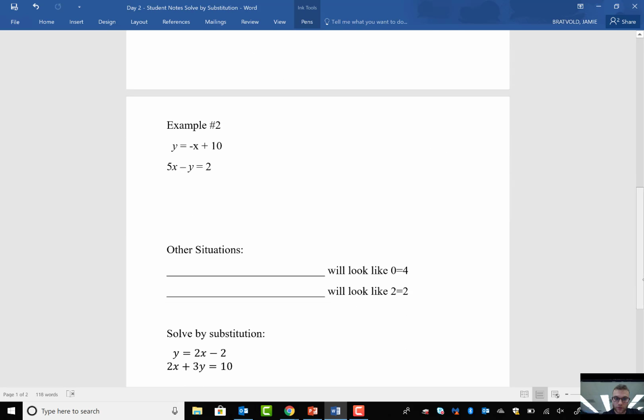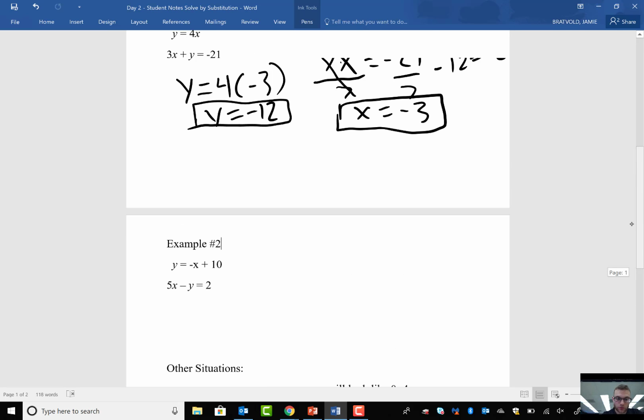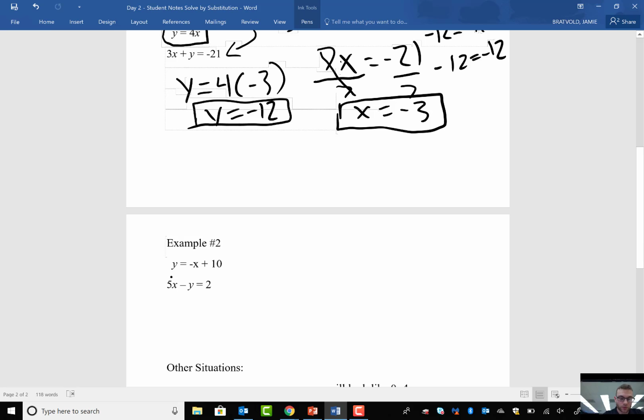So let's move on to another example. Again, in this example, we have y solved for, which is good. That's what we want when we're substituting. So we're just going to plug in exactly what you see there for y. So we're going to have 5x minus, parentheses, this is important here, negative x plus 10, equals 2. So 5x minus, in parentheses, negative x plus 10 equals 2.